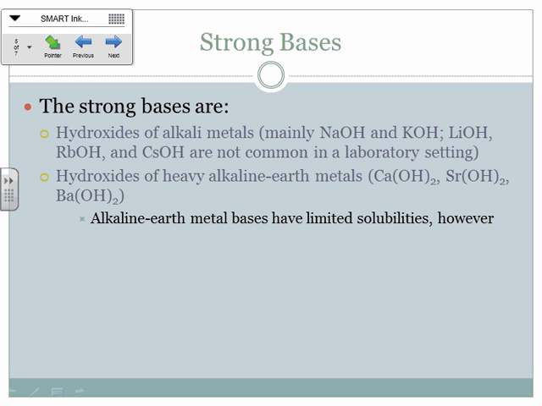Hydroxides of any alkali metals are going to be strong bases, but lithium hydroxide, rubidium hydroxide, and cesium hydroxide, we just don't use them very much in lab settings. Okay, it's usually sodium hydroxide and potassium hydroxide. So the other alkali metals technically are strong bases as well when connected with hydroxide. But sodium hydroxide and potassium hydroxide are the main ones you need to know. And then of the heavy alkaline earth metals, calcium hydroxide and down on the periodic table. Okay, beryllium and magnesium hydroxide are not very soluble in water, so that's why those two are not considered strong bases.